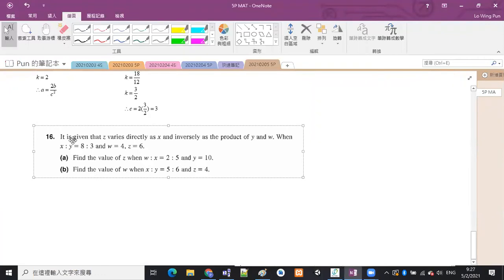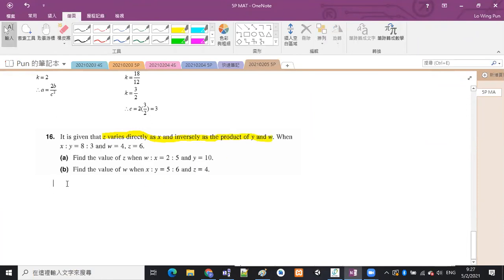It is given that Z varies directly as X and inversely as the product of Y and W. So this one is quite long. Z varies directly as X and inversely as the product of Y and W.